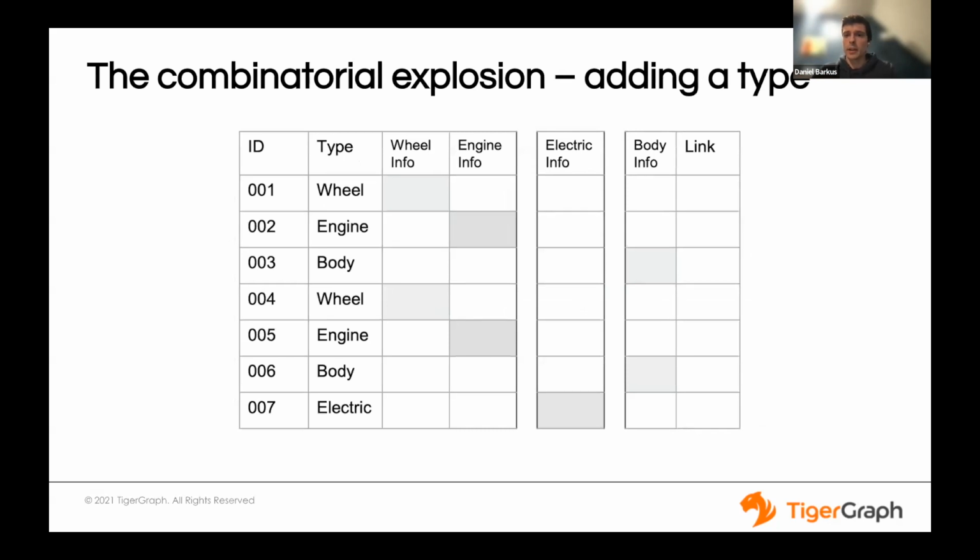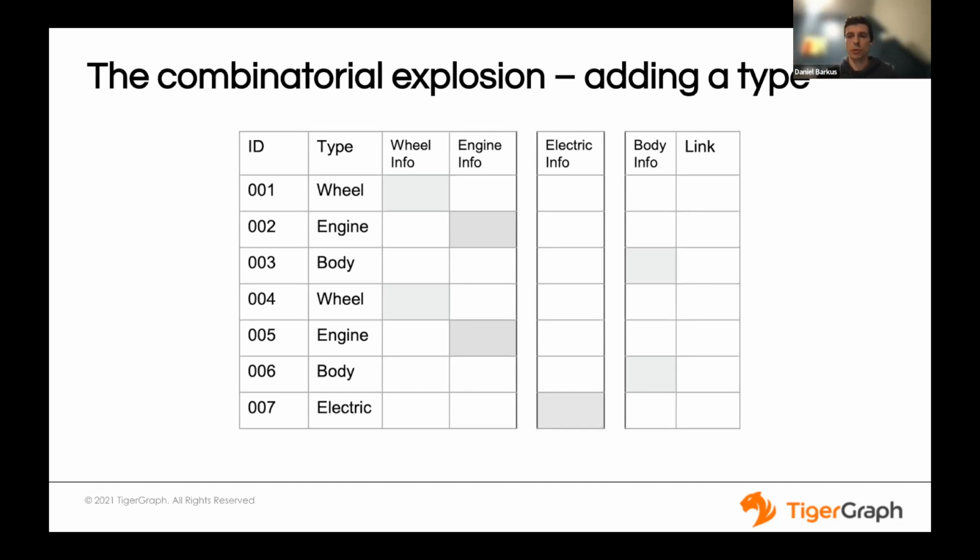Additionally, graph is very flexible. So if you have a situation like this, where suddenly we've added this component of electric. We now have an electric vehicle, an electric engine, a motor, so it's different than a regular engine. Well, now we have to add a whole other column to our traditional table that stores that info about our electric motor. And because of that, now we have to add that extra column to all of our parts. So we essentially have to change our entire table just to add in a new type of element.